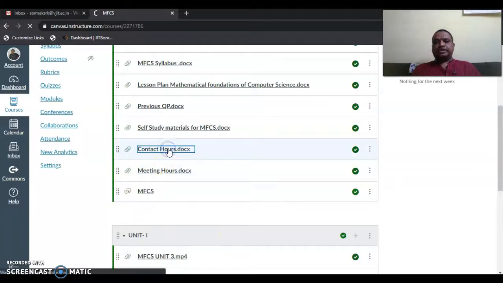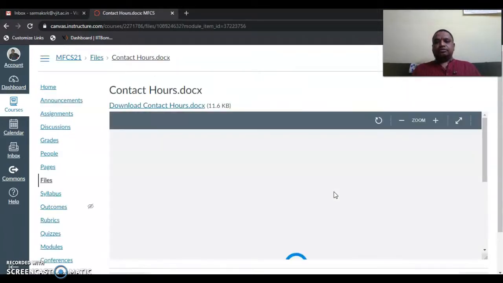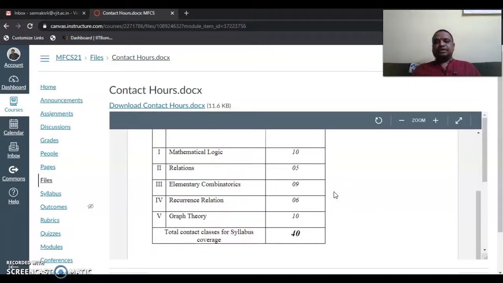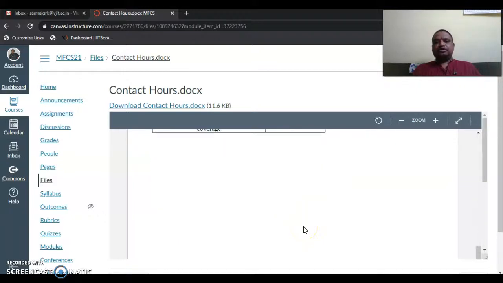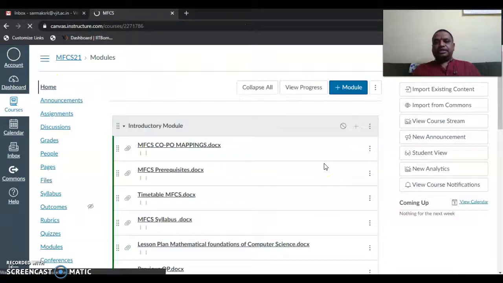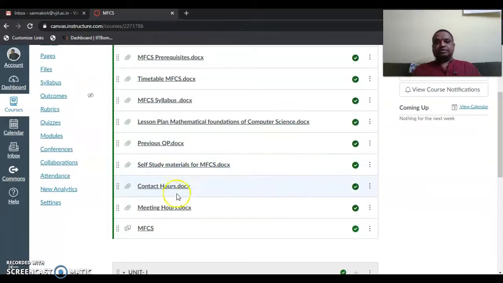So coming to the contact hours, I have planned the contact hours as follows. For the first unit we'll be having 10, and the second unit will be having 5 only. The third unit 9, then the fourth unit 6, and the fifth unit 10. Like that we'll be having a total of 40 contact hours. This is the online mode we will be conducting for the students. So we will be having 40 contact hours, based on the academic calendar.